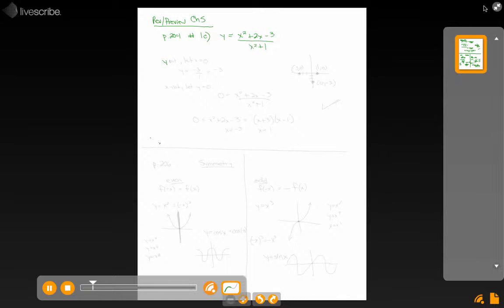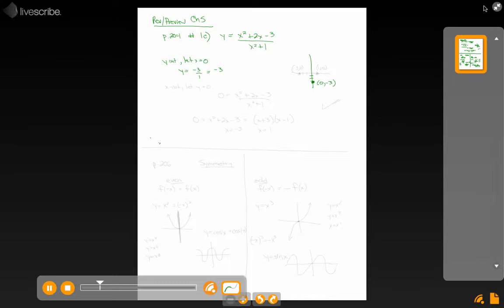If you want a y-intercept, you let x equal 0. And that's a pretty easy calculation here because you end up with y equals negative 3 over 1, which is negative 3. So if you're graphing this function, which becomes the point later on, you have a point at (0, negative 3) that's actually on that graph.